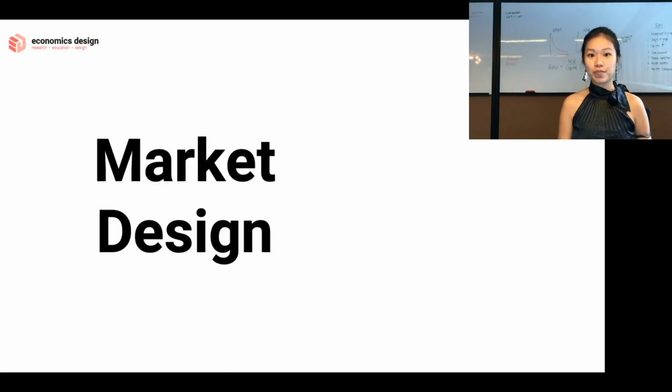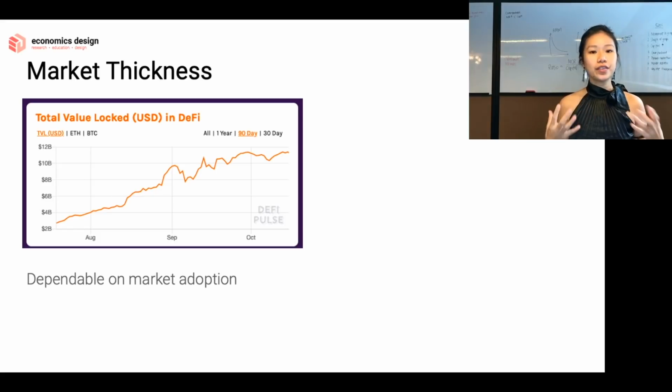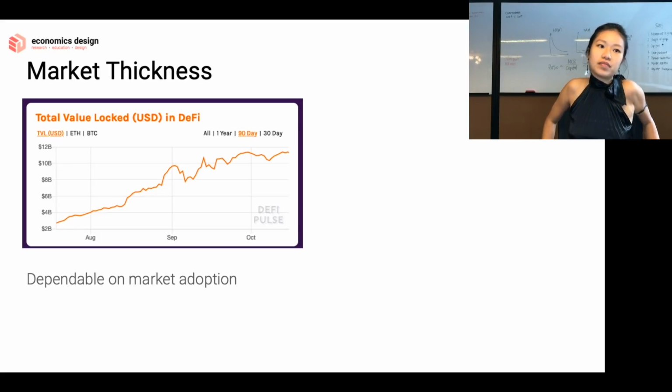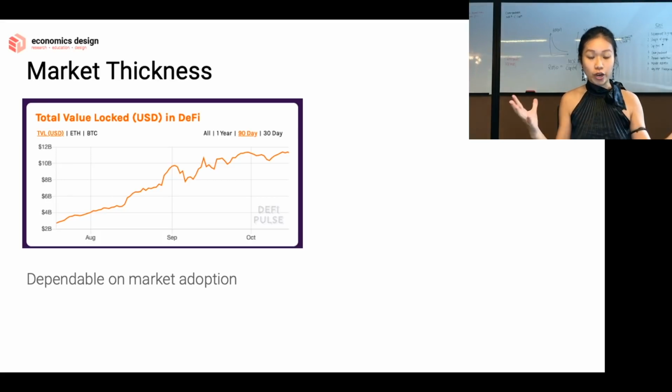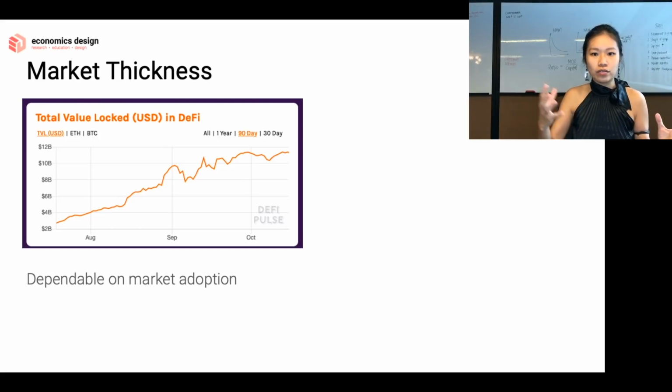So let's get started with market design. The thing about market thickness, which is the level of adoption of the market, is that insurance, especially DeFi insurance, is very related to the adoption of DeFi in general. First you have adoption of crypto, then adoption of DeFi, and then adoption of insurance in DeFi. Because it doesn't make sense to have insurance without the market itself, right? So the market is DeFi.